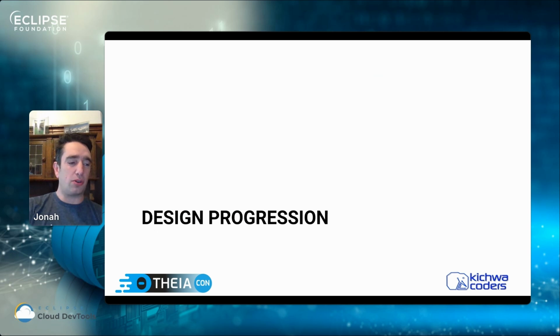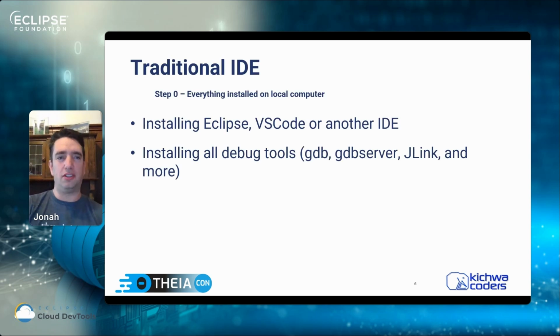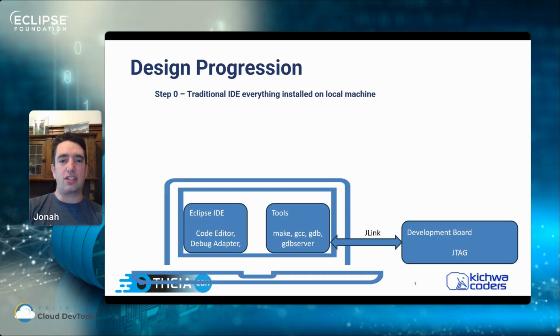So I'm going to take some time to just go through some of the design progression from the beginning to where we're developing now. So step zero, before we even start any zero install, is the traditional IDE. Download Eclipse, install CDT, install your debugger, your compiler, and everything else like that. So everything is installed on your local computer. You got your laptop on the left and your development board on the right. You install all the tools, J-Link to connect them over USB, and you're good to go.